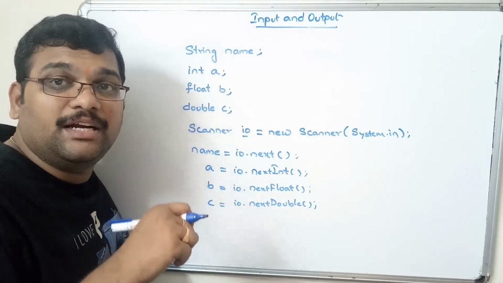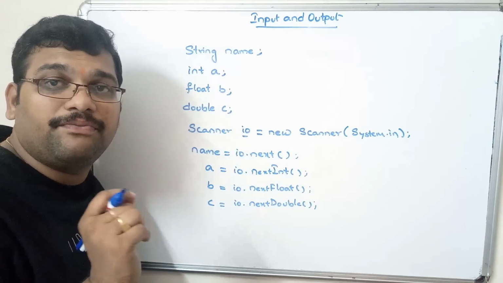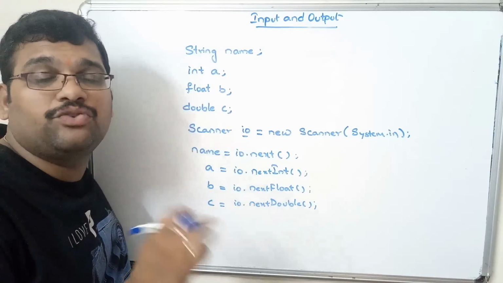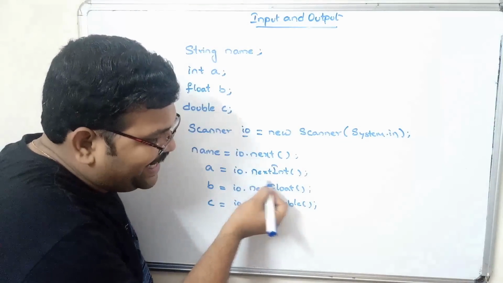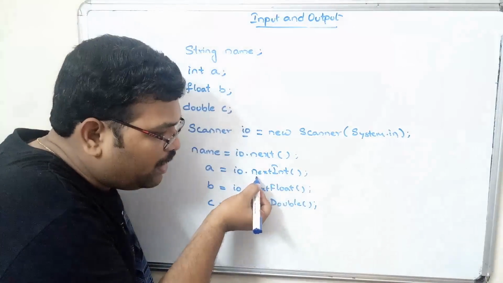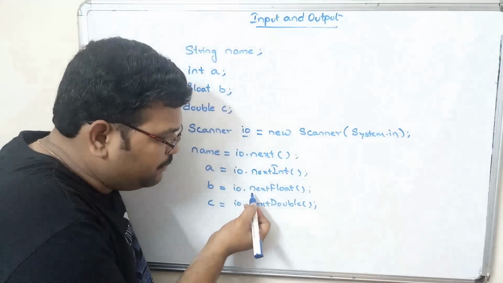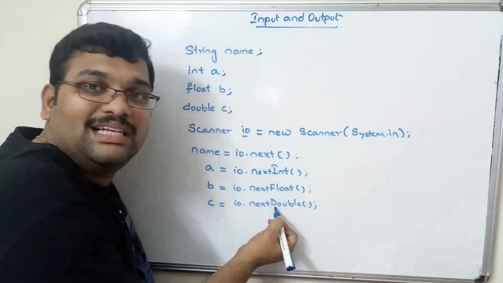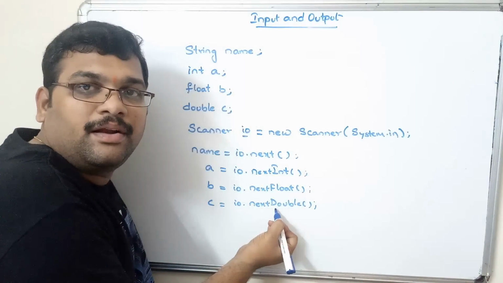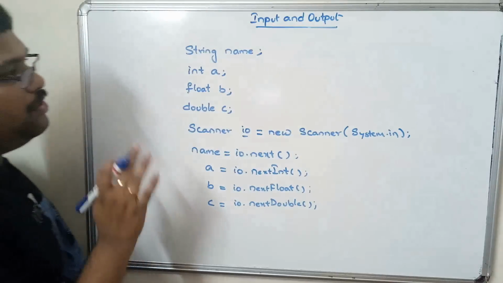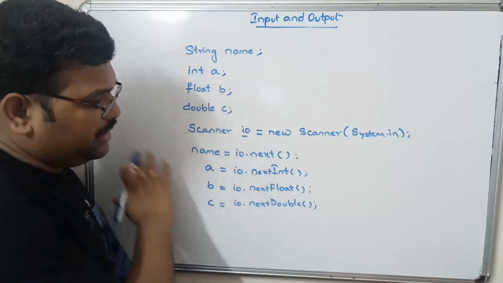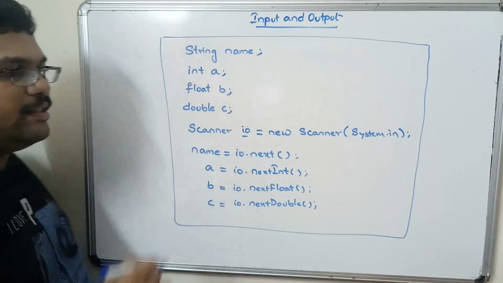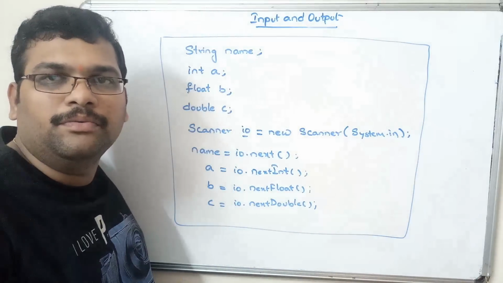In the naming conventions we have seen the rules to be followed for methods. If it is a method, the first character of the first word should be a small letter and the first character of every following word should be a capital letter. That's why nextInt is a method: n is a small letter and I is a capital letter. Similarly, n is small, F is capital; n is small, D is capital. Right? So these are the simple statements to read the data from the keyboard.